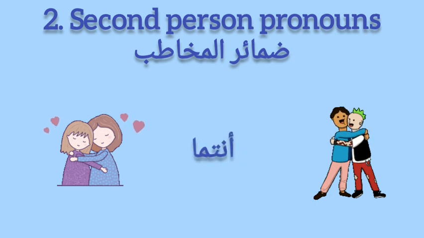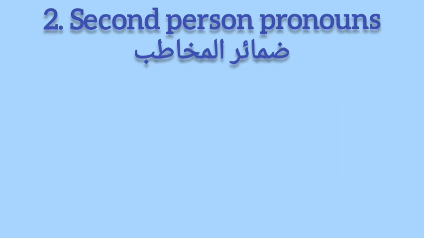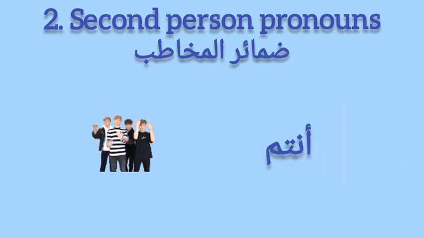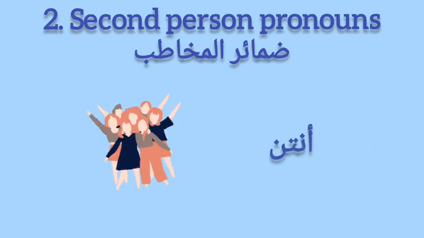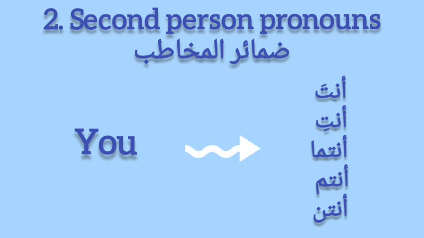أنتما. We use this pronoun when we talk to two people, either male or female. أنتم. We use this pronoun when we talk to a group of boys. أنتن. We use this pronoun when we talk to a group of girls. Notice that we use you in English to refer to all of them. So, أنت, أنتِ, أنتما, أنتم, أنتن are second person pronouns.